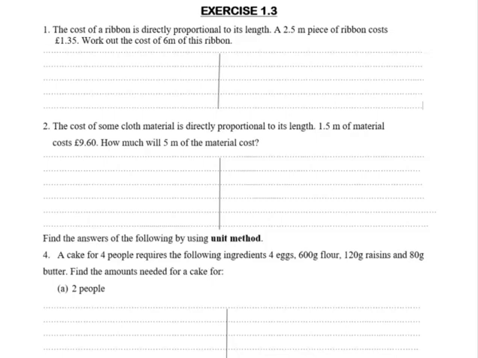Now, question 1. It says the cost of a ribbon is directly proportional to its length. A 2.5 meter piece of ribbon costs £1.35. Work out the cost of a 6 meter ribbon.